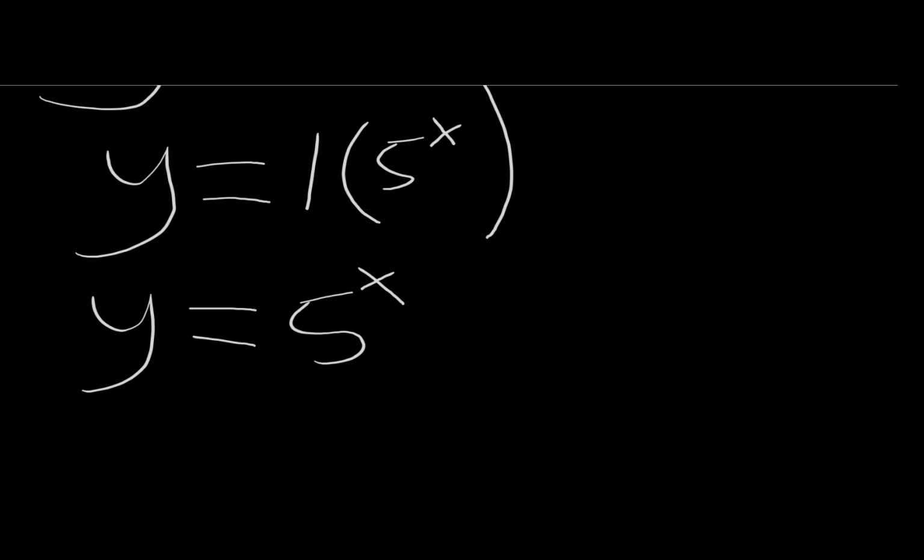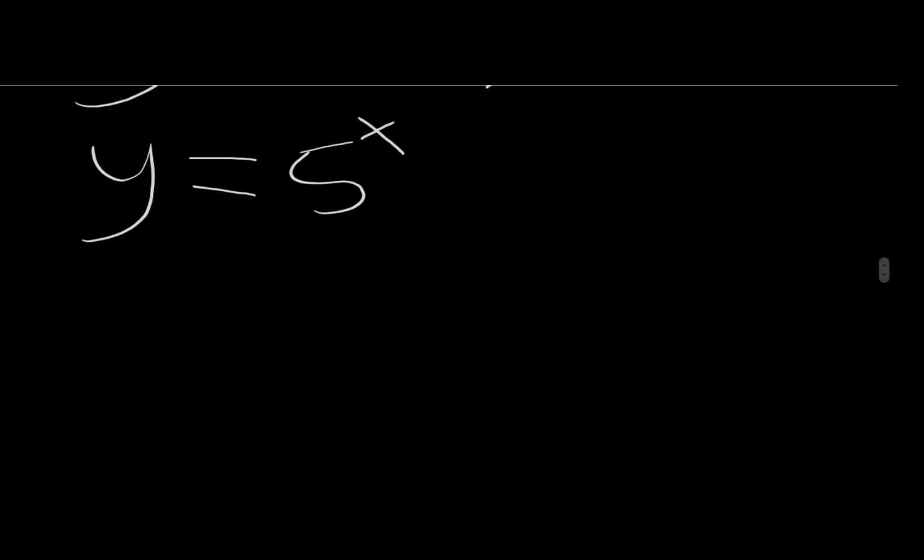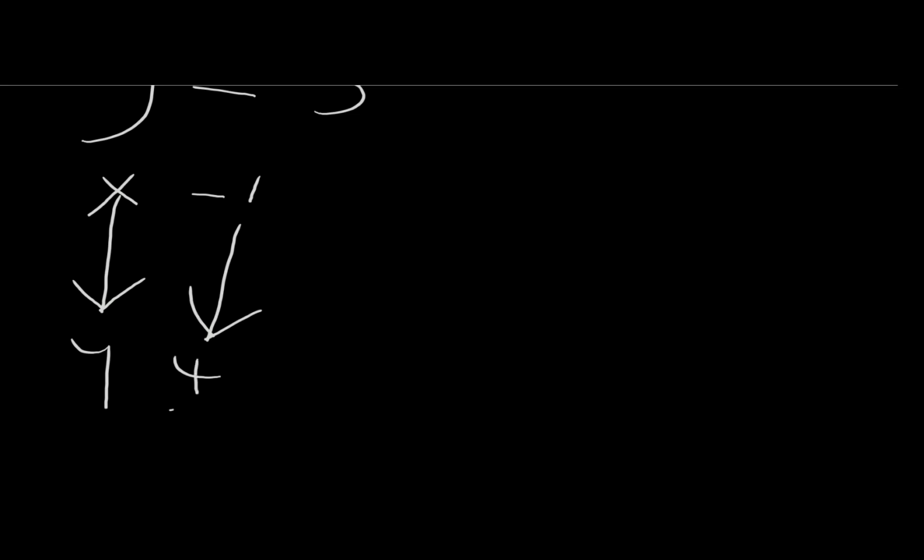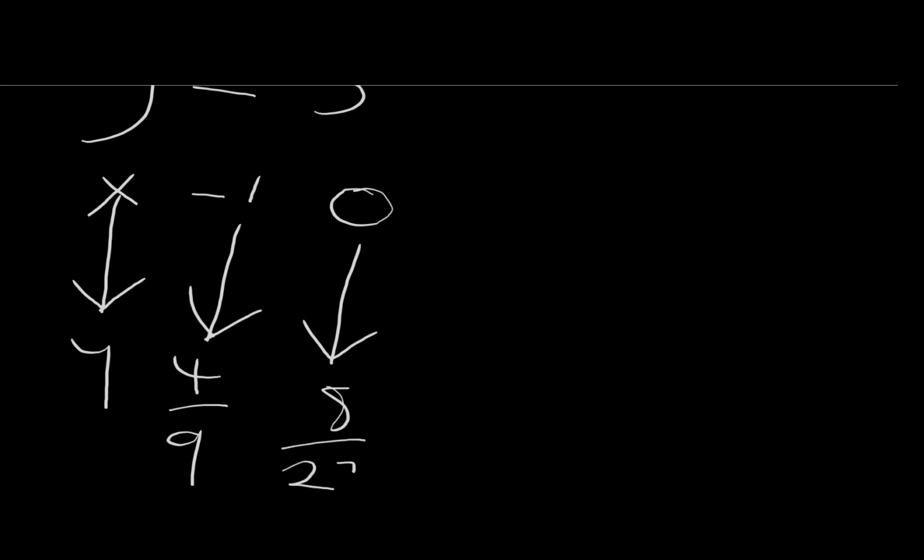Let's look at our second example. So we have x mapped to y, and -1 mapped to 4 divided by 9. 0 mapped to 8 divided by 27.